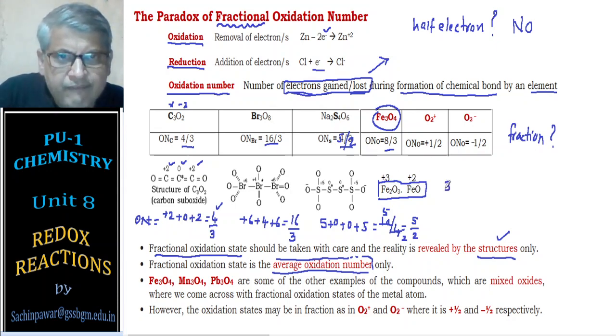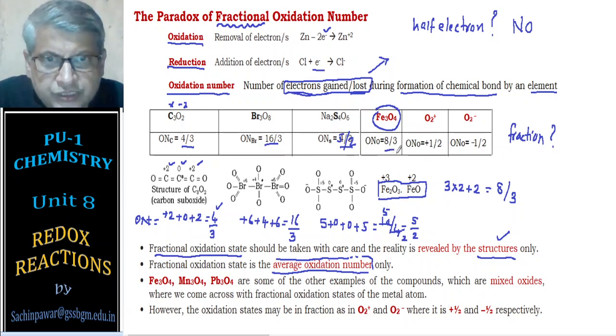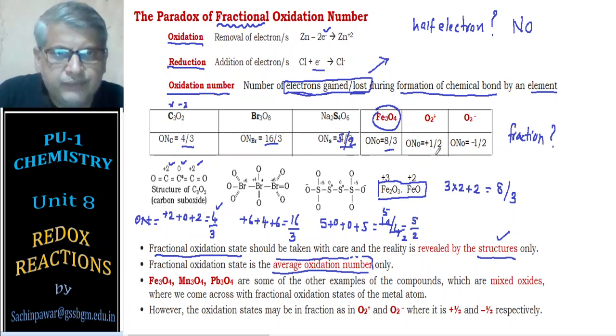So if I take an average, it is 3 into 2 plus 2, that is 6 plus 2, 8 by, there are 3 Fe atoms, 8 by 3. So oxidation number is 8 by 3. You are going to get oxidation number 8 by 3. Like this we have for O2 plus, O2 minus and so on.